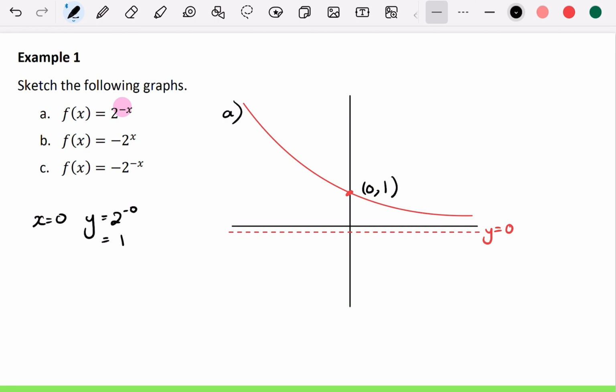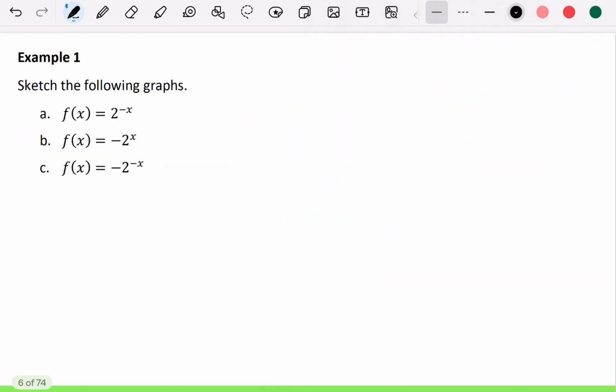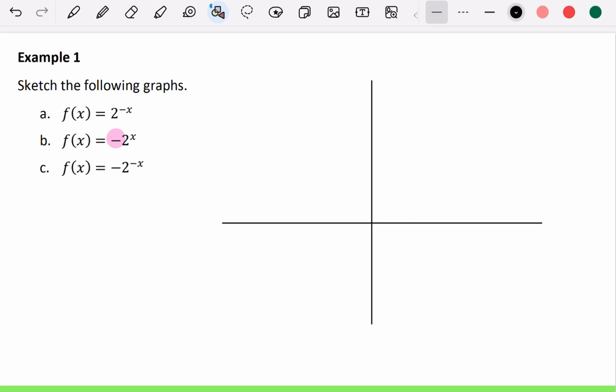Okay, so now if we were to do part B, same idea, y equals negative 2 to the power of x, so the negative in the front implies a reflection in the x-axis this time. Everything else stays the same. So once again, I'm going to put in my asymptote. That'll be at y is equal to 0. And this time, it's going to be reflected in the x-axis, so it'll go downwards like this. Now, usually our intercept is at 0, 1. Because there's a reflection, it'll now be at 0 and negative 1.